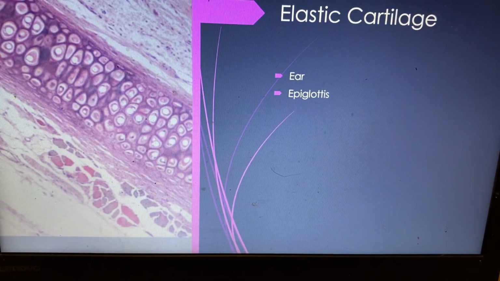Elastic cartilage is hyaline cartilage with additional elastic fibers as well as a small amount of collagen. It can be found in the external ear and construction of the epiglottis.